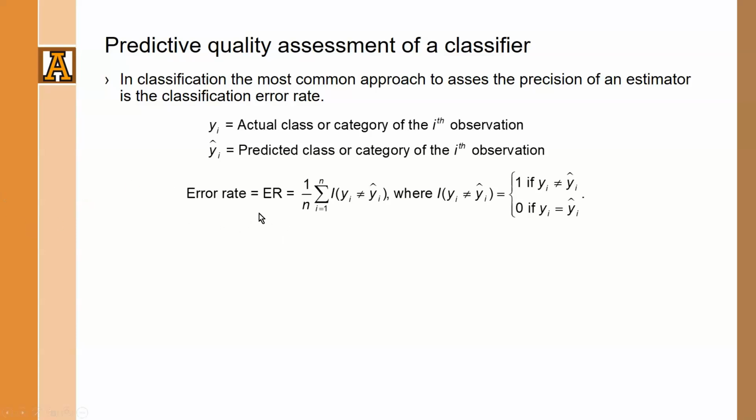Here's the definition of the error rate. Here we're considering error rate. So yi denotes the actual class for the ith observation, and yi hat represents a prediction for the class or category in the ith observation. So the error rate will be the average of these indicator functions, which is equal to 1 when the prediction is not equal to the true value.